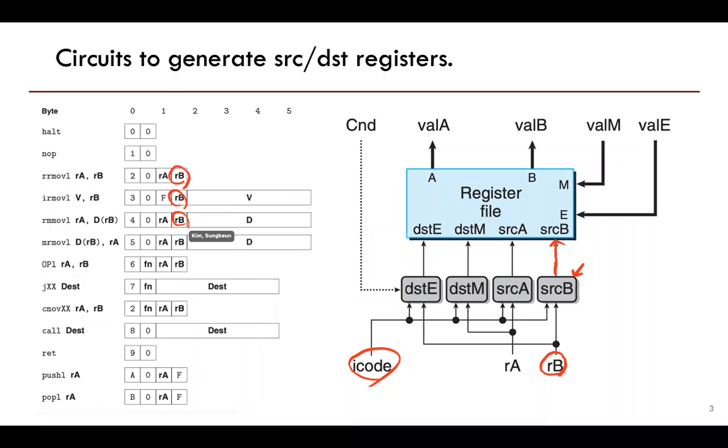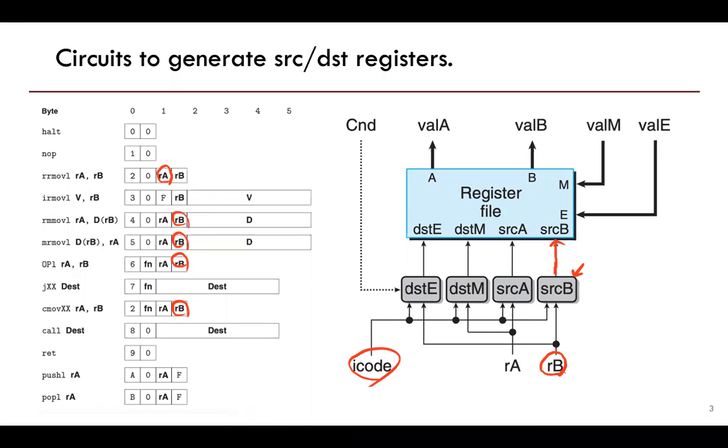Then let's see in which instructions we need to read RB. Maybe not this one, because this is the rrmovq instruction. The source is RA, so we read register RA and then write the value of RA to RB.